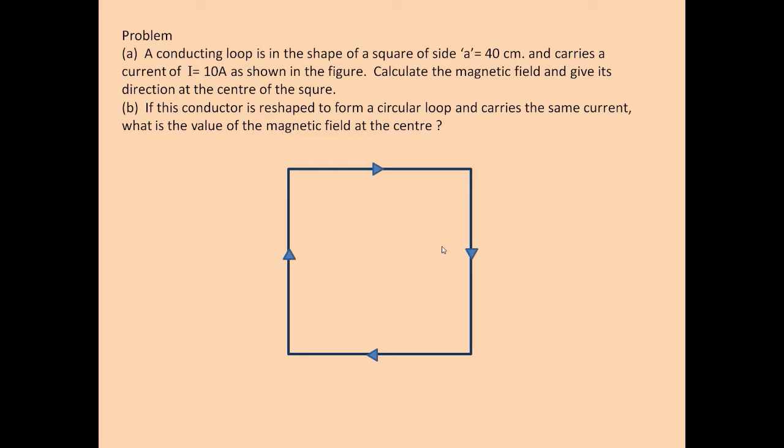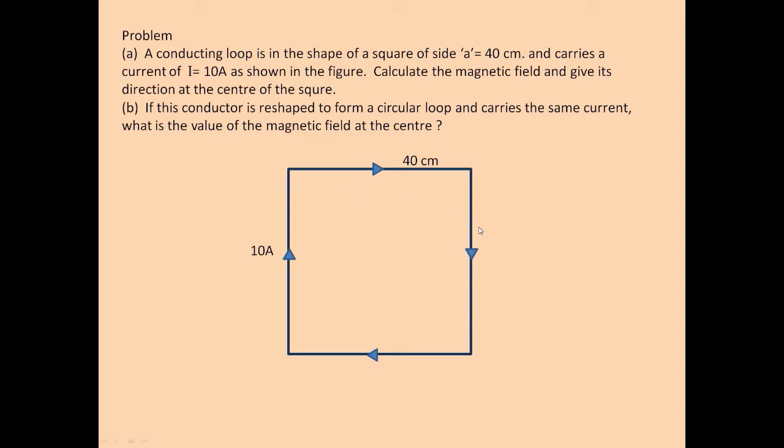So the diagram is given. This is the diagram. Obviously it's a square, carries a current of 10 ampere and the side of the square is 40 centimeter. Of course, when you convert it into meter, it will become 0.4 meter. What you are supposed to find? Magnetic field at the center of the square, both in magnitude and direction. That is subdivision A.